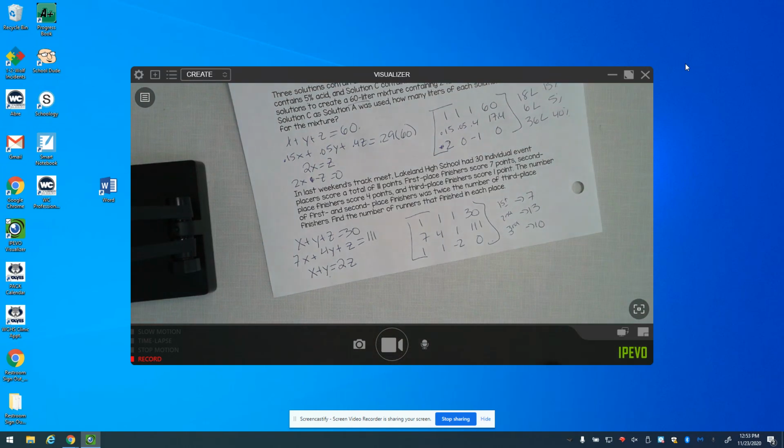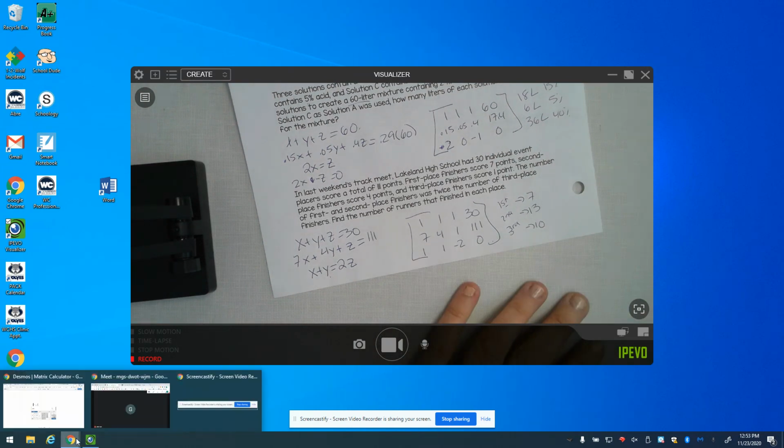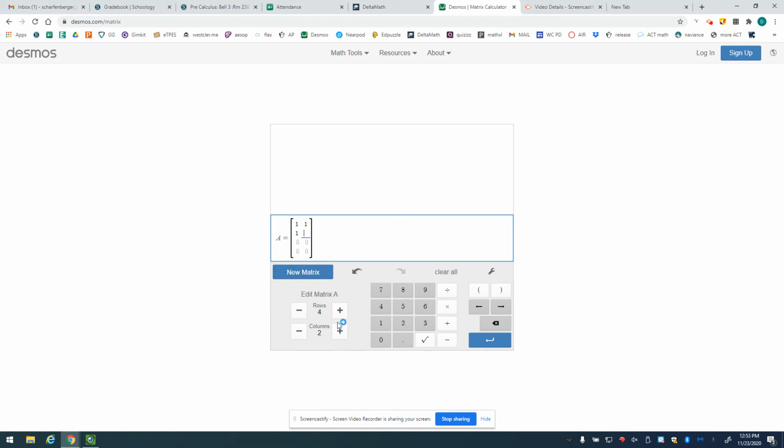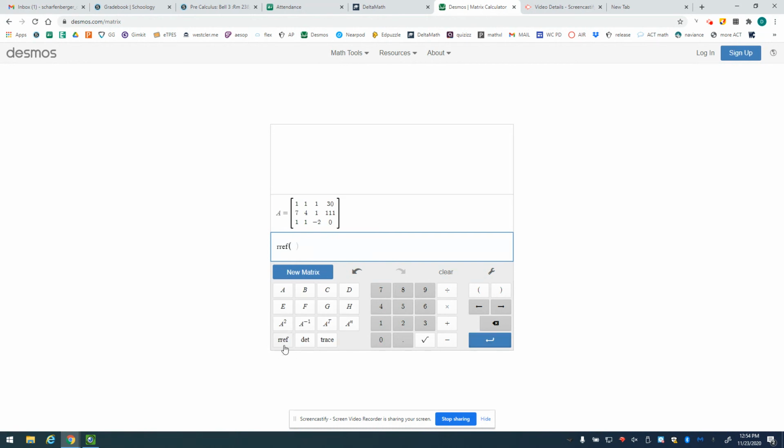So you would just do exactly what we did before. I'll show you real quick, just like the last one, to make sure you know what I'm doing. So if I clear all this, I would just put my last matrix in there. So 1, 1, 1, 30. All right, and then I just want to reduce that. And then you see there's the 7, the 13, and the 10. So that's how I got my first, second, and third place winners.